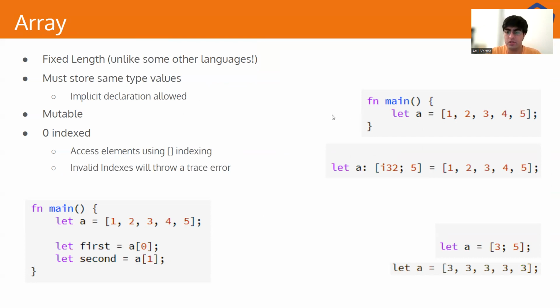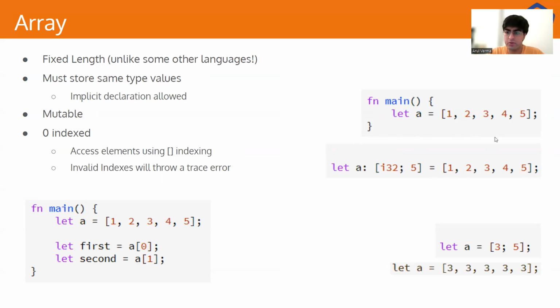We can see one example of this on the right. We have let a equals 1, 2, 3, 4, 5. They are mutable by nature. You don't have to use the mut keyword, and they are also zero indexed. You can access elements using the square brackets, and invalid indices will throw a trace error. You can see exactly what different types of declarations look like on the right.